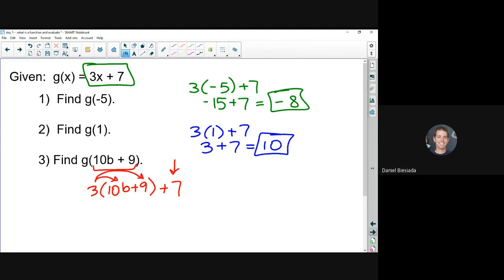So 3 times 10b gives me 30b. 3 times 9 for 27. Bring that plus 7 down. And in this case, our like terms appear to be the 27 plus 7. Those two give us 34. So my final answer on this one, 30b plus 34.